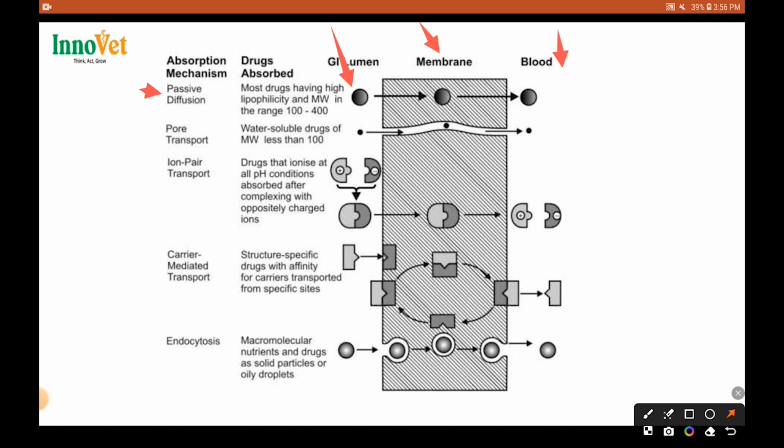Another mechanism is pore transport. Here we have water-soluble drugs of a molecular weight less than 100 nanometers. Pore transport is used by these water-soluble drugs because they can't pass directly through the lipid bilayer of the membrane.